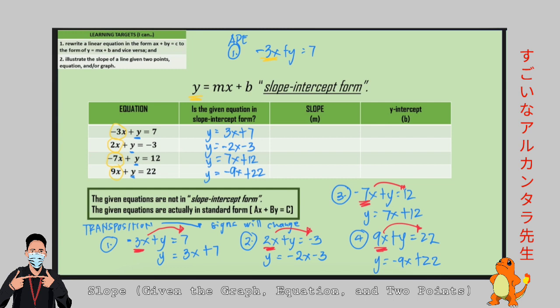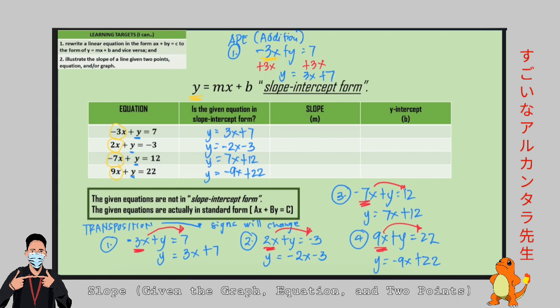So we will simply look at the inverse of negative 3x, which is positive 3x. So we will add 3x to both sides so that we can eliminate it. Negative 3x plus 3x is 0, so you will be left with, again, the same answer as earlier. Y is equal to 3x plus 7. So this is APE, or addition property of equality.